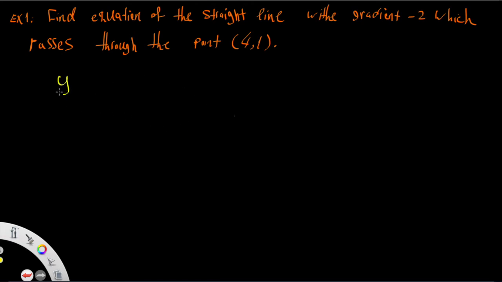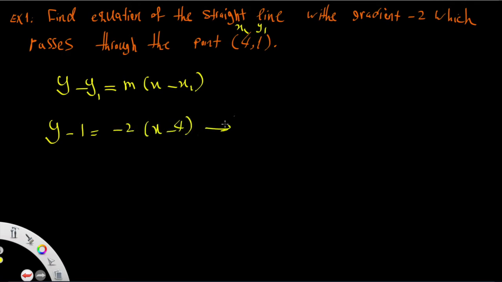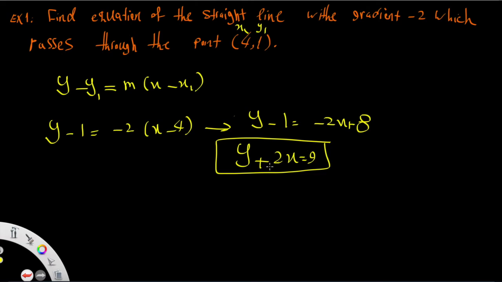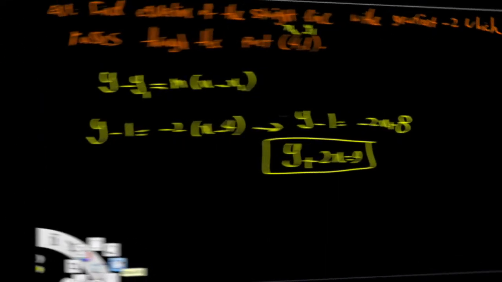Now here I first write the formula: y minus y1 is equal to m(x minus x1). Now x1 and y1 are 4 and 1 respectively. Gradient is already given, -2, so it will be y minus 1 is equal to -2(x minus 4). It will be y minus 1 is equal to minus 2x plus 8, transferring to the other side, y plus 2x is equal to 9. It is equation of such a straight line.